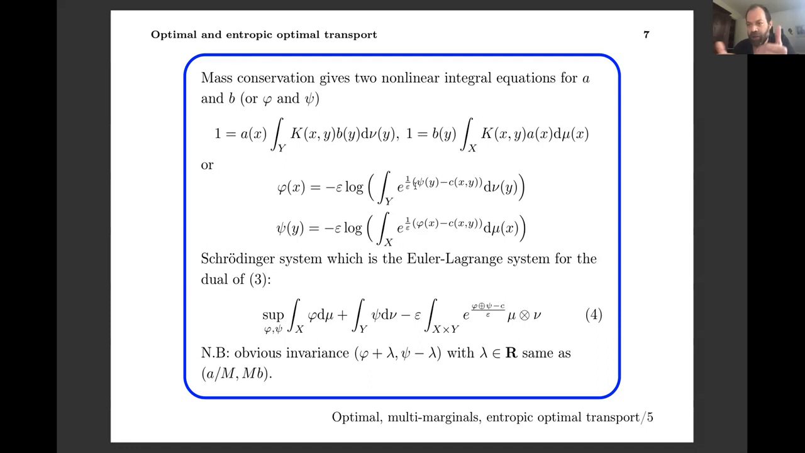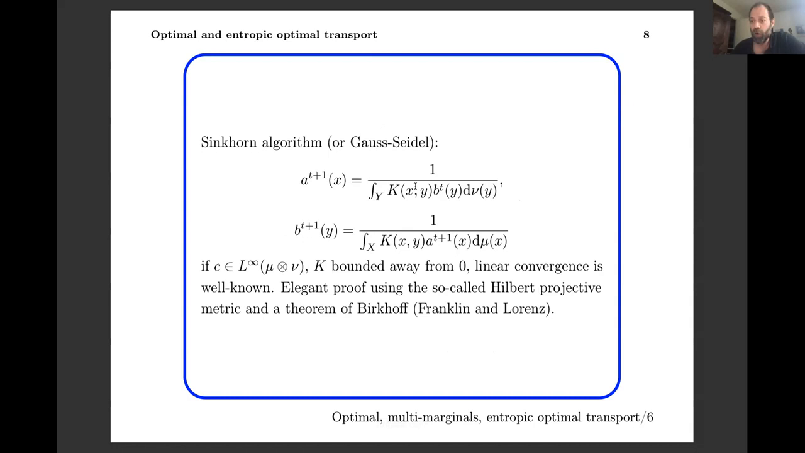Okay. So of course, Gabriel described the Sinkhorn algorithm. Once you see these two equations, it's very tempting to iterate over the set of two equations to express A as a function of B and B as a function of A. And this is basically what the Sinkhorn algorithm does, which is quite simple. It's two lines of iterating. You look for a fixed point of a map, if you want, and you do iterations of this map. And as Gabriel mentioned, there is a very nice approach to prove convergence, which is based on the so-called Hilbert projective metric.